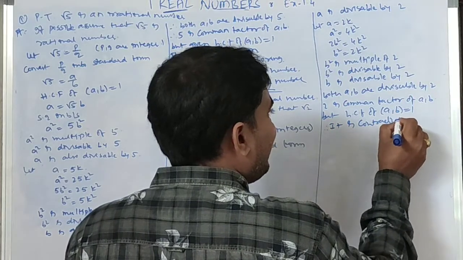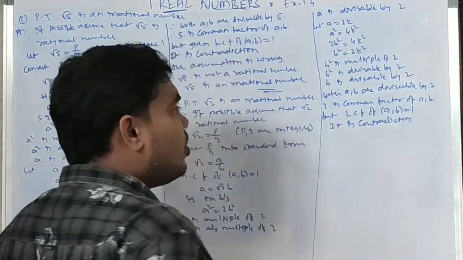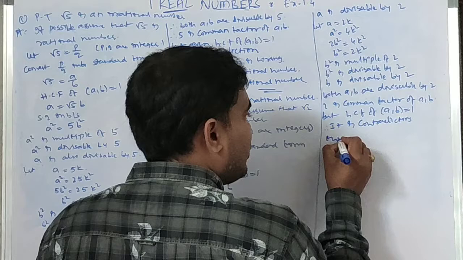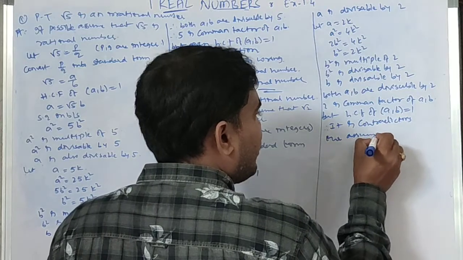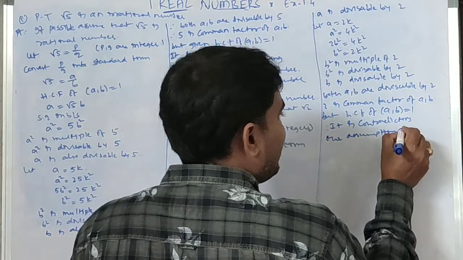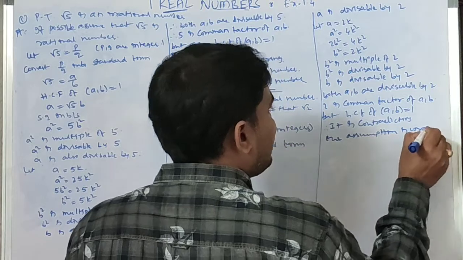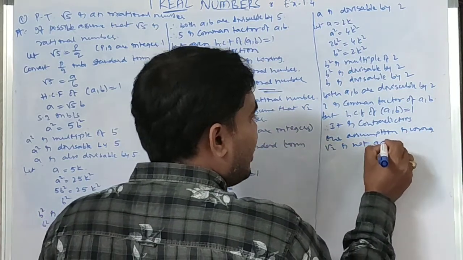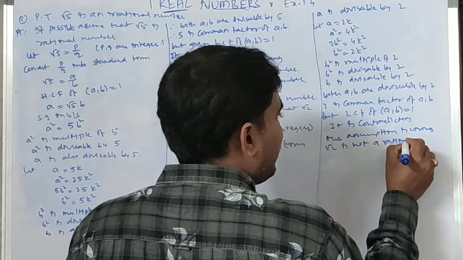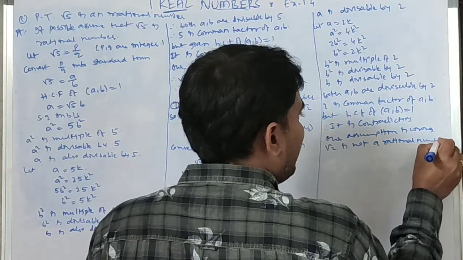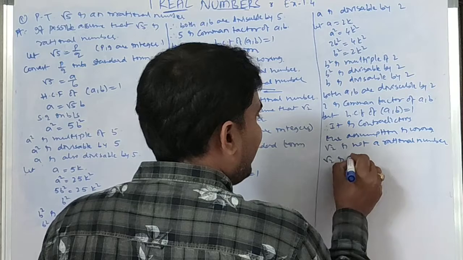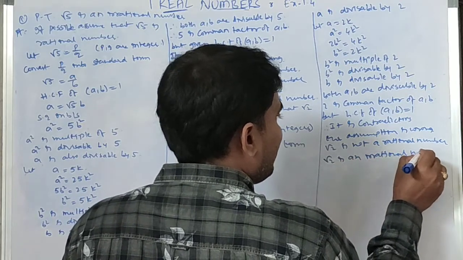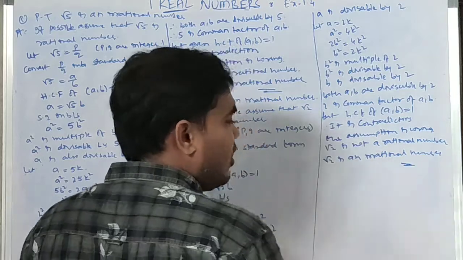Why are we getting a contradiction? Whatever we thought is wrong; our assumption is wrong. What is our assumption? That root 2 is a rational number. So root 2 is not a rational number. Therefore, root 2 is an irrational number. So this is our proof.